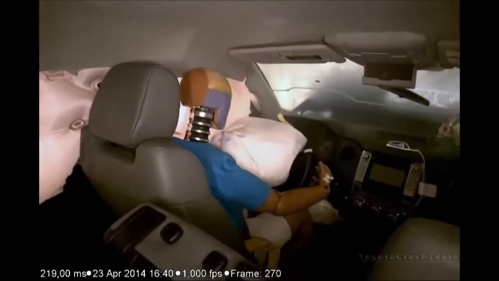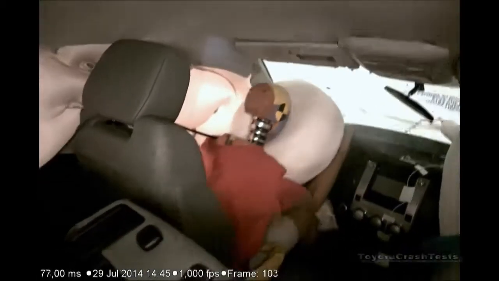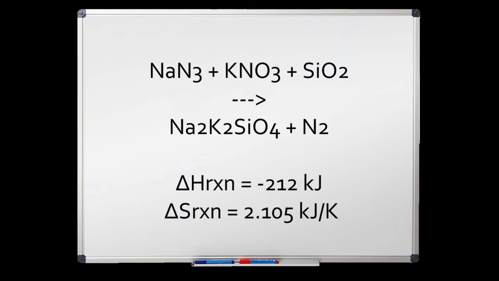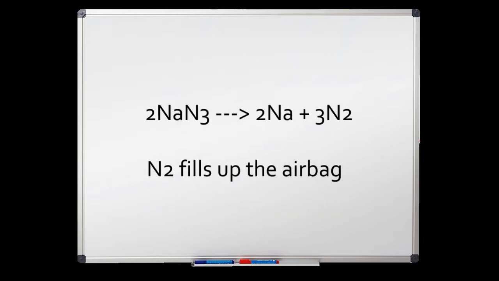When a car's sensors detect a head-on collision, they send an electrical signal to the airbag modules within the steering wheel and the dashboard, which then activate the airbag mechanism. The airbag mechanism in itself contains three compounds: sodium azide, potassium nitrate, and silicon dioxide. The electrical signal sent in the event of a crash heats up the sodium azide to its decomposition temperature, at which point it will separate into nitrogen gas and sodium metal. The nitrogen gas generated from this reaction fills up the airbag, protecting the car's passengers.